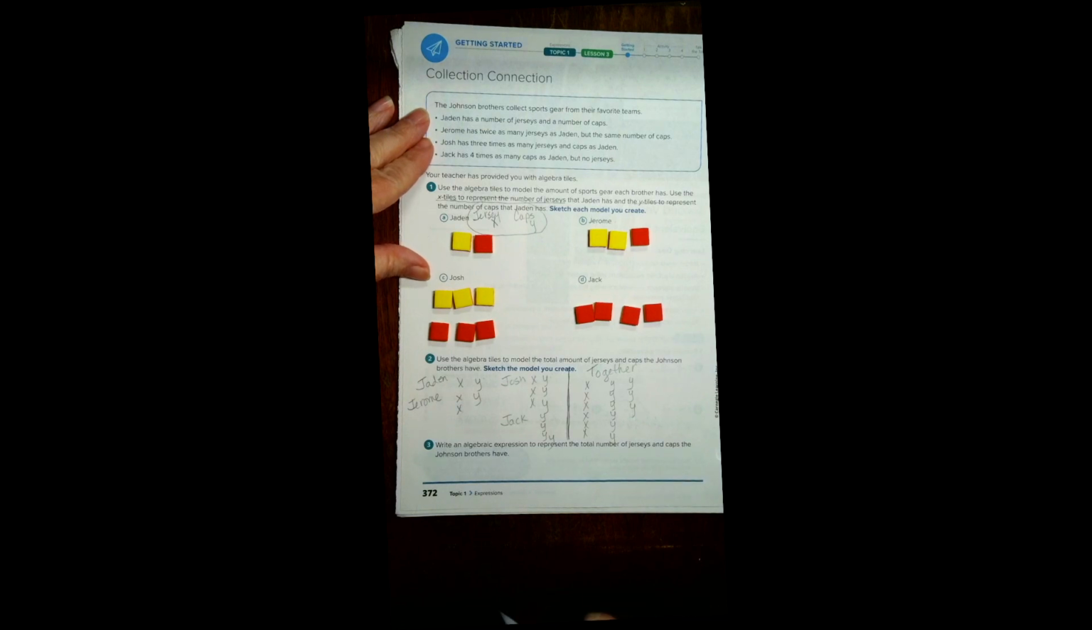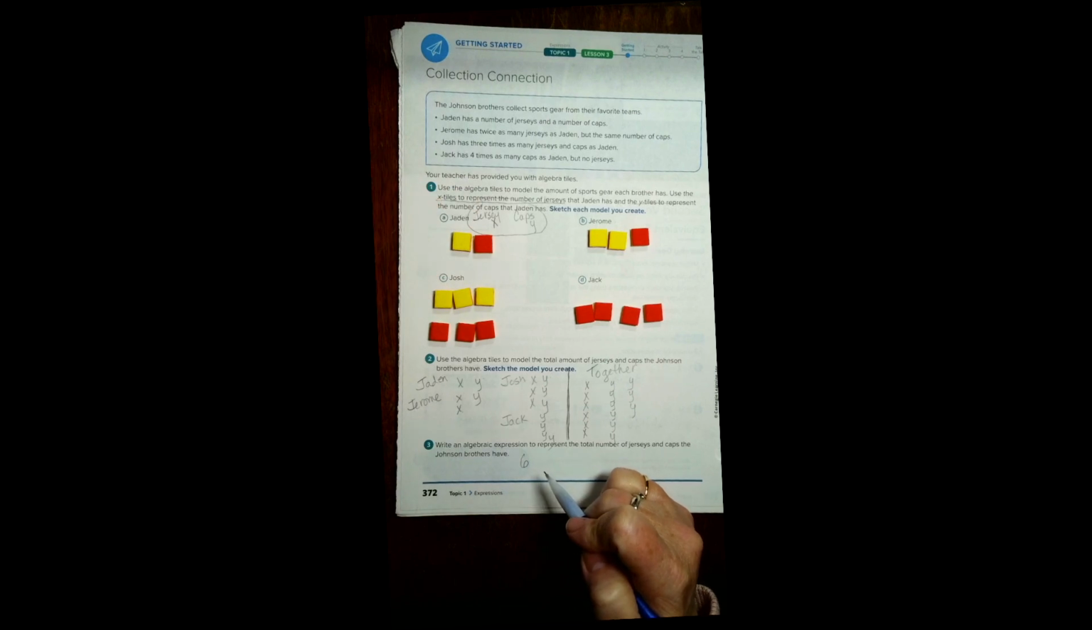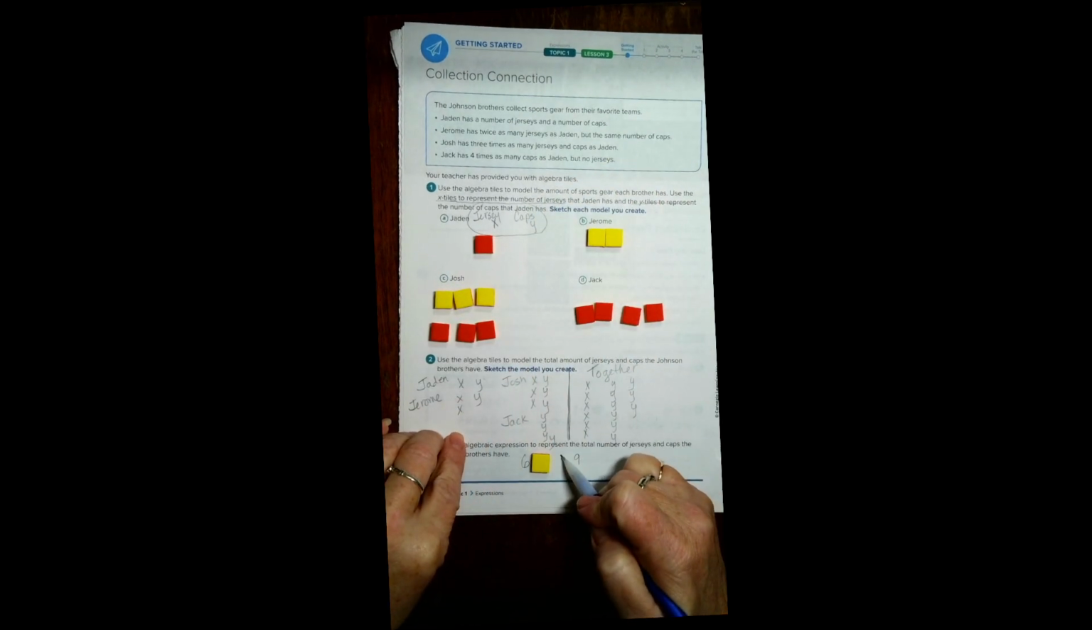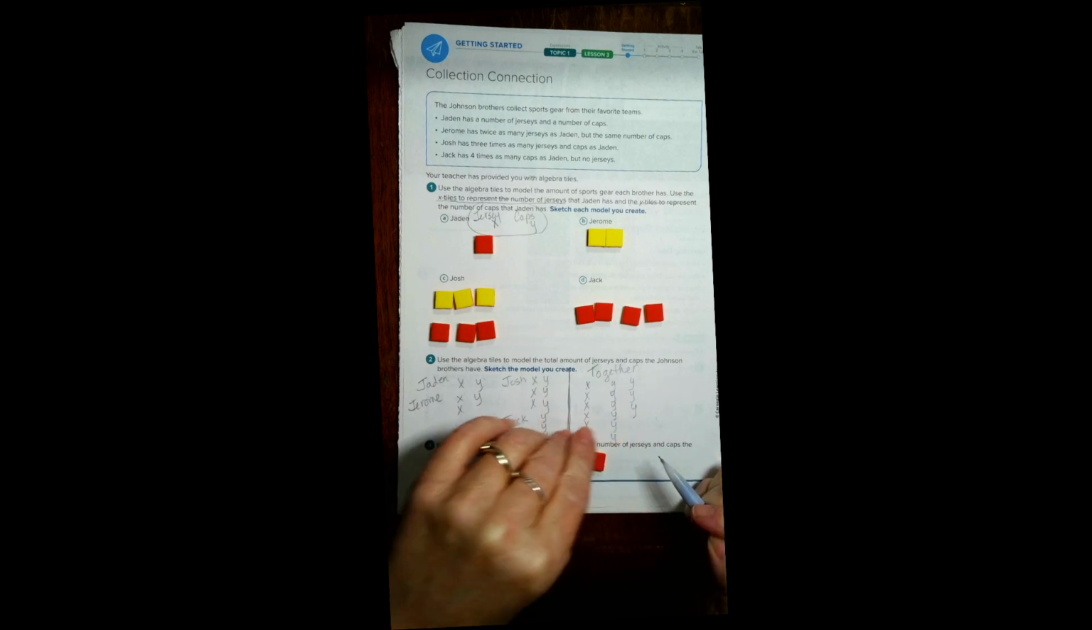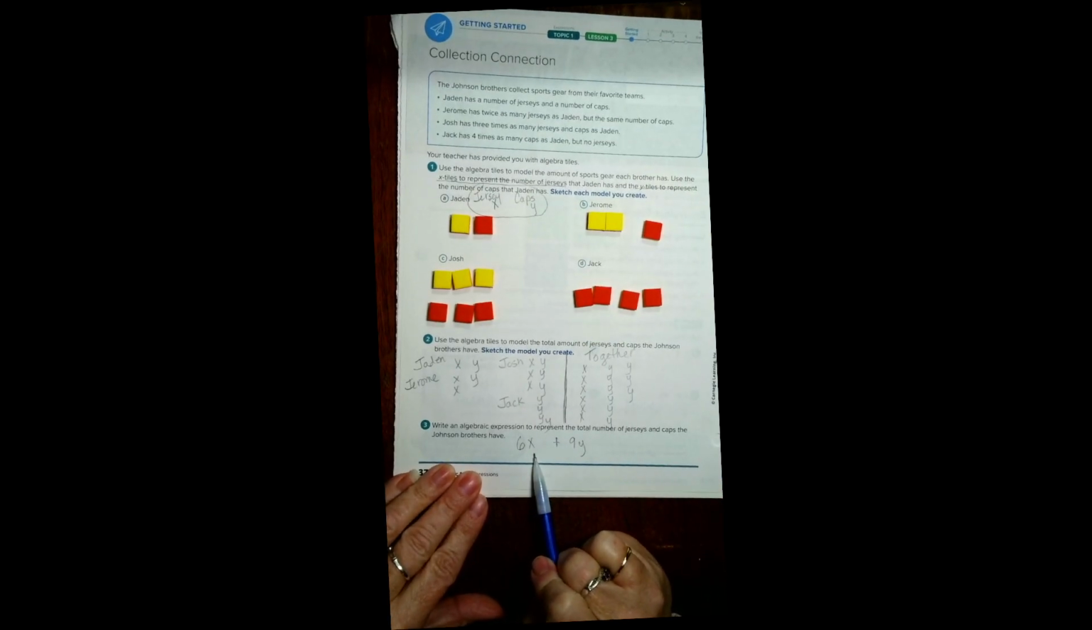Okay, so write an algebraic expression to represent it. Well, we have 6 of the yellows, right? We have 6 of the yellows, and plus 9 of the Y's. We have 6 yellow, 9 of the red, which is 6 of the X's, and 9 of the Y's. So 6 jerseys and 9 caps between all of them.